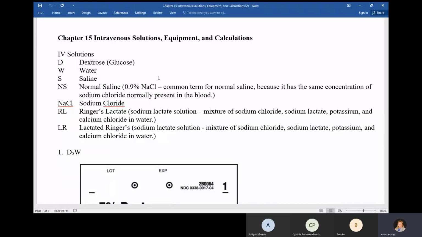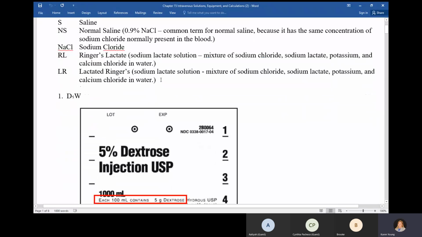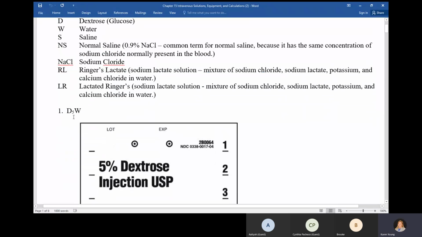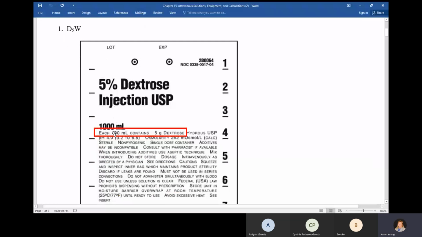When we look at this first example, the number 5 stands for 5% dextrose. If it was 7, it'd be 7% dextrose. 10 is 10% dextrose. The doctor orders it as D5W. So it's a 5% dextrose.